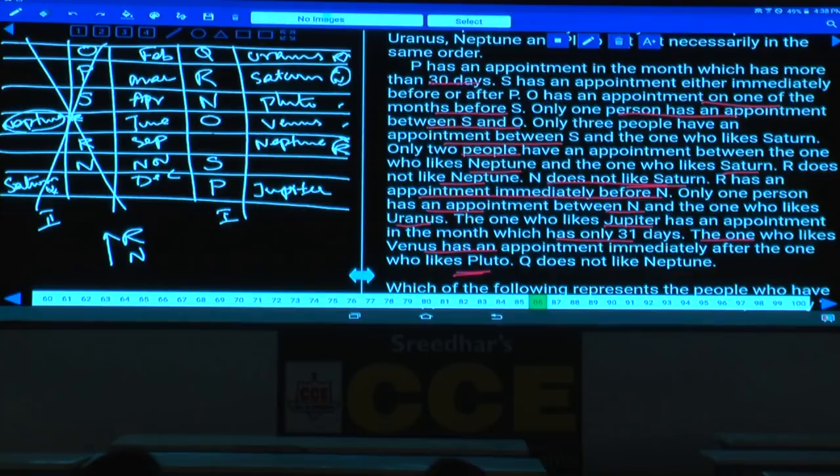If this is Q, then what is left over here? M is here. Then what is left over here? Q does not like Neptune and Mercury. Hence who likes Mercury here? S likes Mercury, in the month of November.